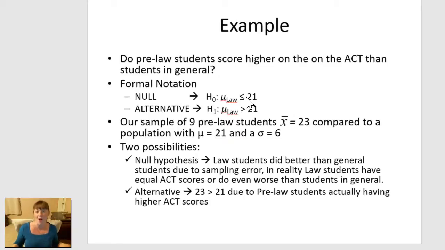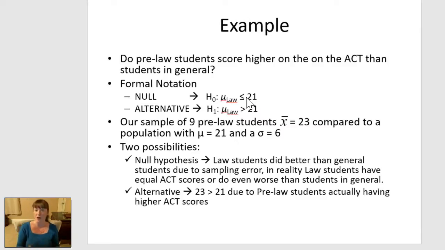If I theoretically grab an infinite number of samples from the population, sometimes I'm going to get sample averages like 23 just due to chance. And so I had to decide which this is. Is the null hypothesis accurate? 23 is just a little bit higher than 21 simply due to sampling error, simply due to chance because samples are going to be different sometimes, right? Or is 23 higher than 21 because there's something meaningfully different about these pre-law students?